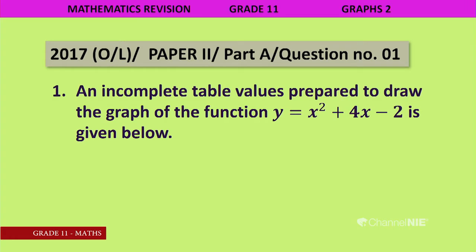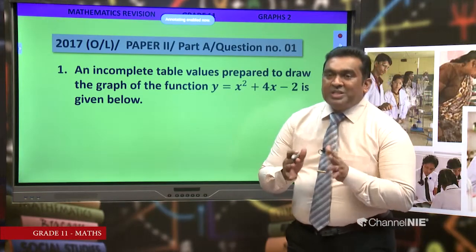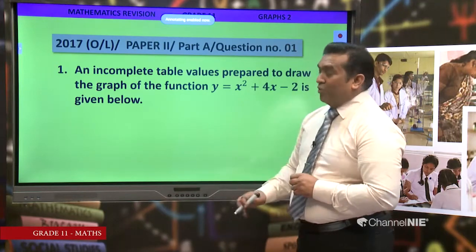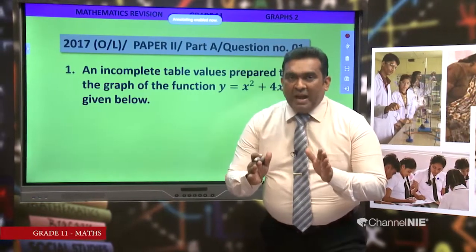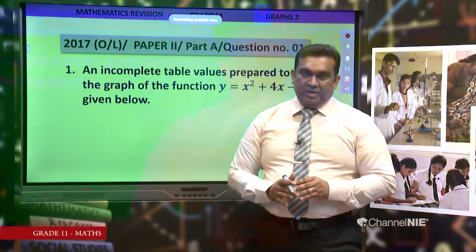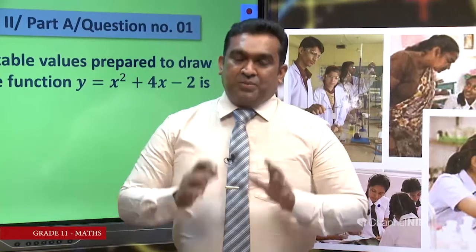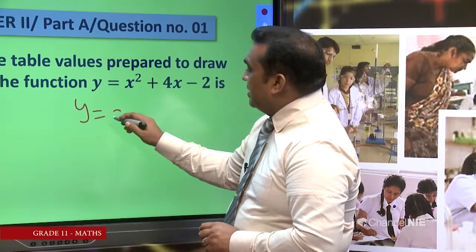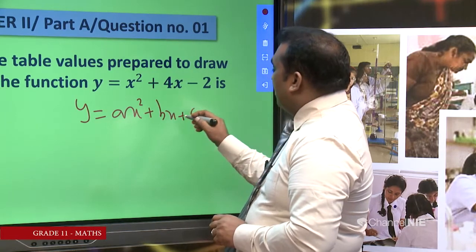There are three types of equations of a quadratic function, of a curved line graph. First one is quadratic form, perfect square form and factor form. When drawing curved line graphs, there are three types of equations. First one, equations like this: y equals ax squared plus bx plus c, the quadratic form.